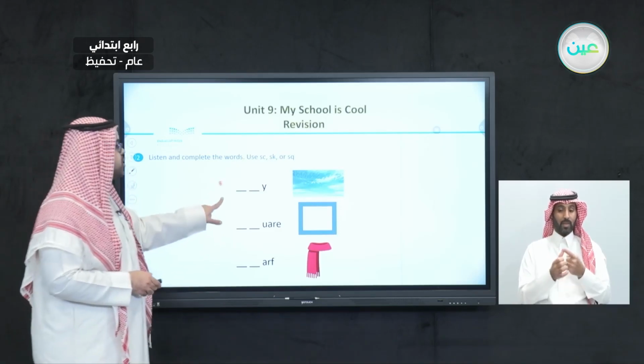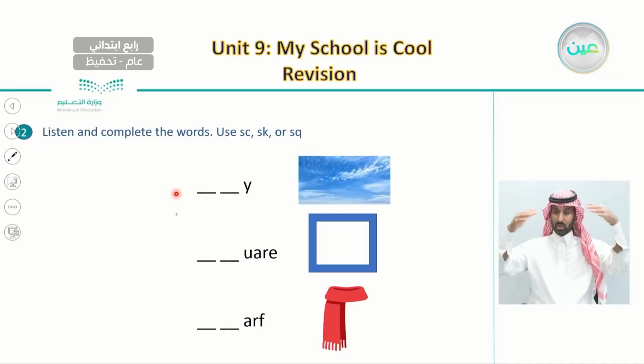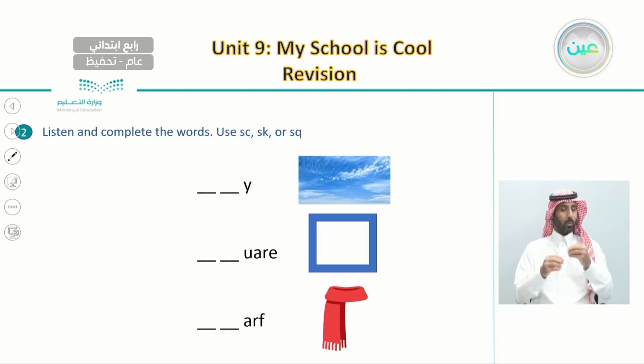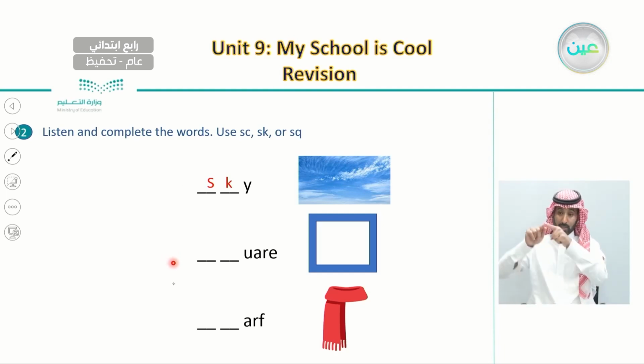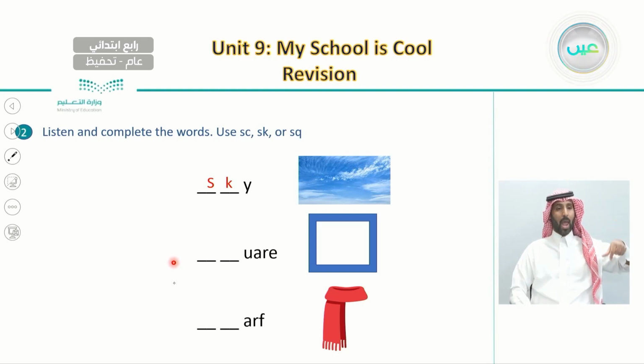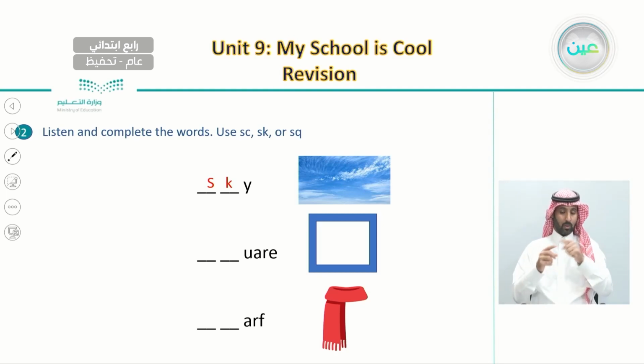The first picture here is sky. Sky. What do you think we should fill in this word with? We should fill it in with S and K. Sky. Now let us move on to the second one. Here the second word is square. Square. What do you think we should fill in this word with? Here we should fill it in with S and Q. Square.